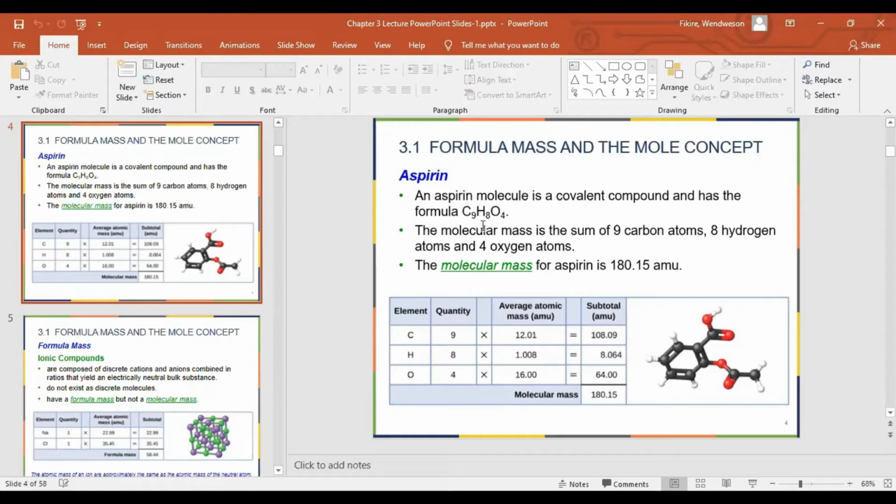Now, when we are talking about the weight, we're talking about a molecular mass or a molecular weight. So how do we calculate the molecular weight in this case? The molecular mass for aspirin is 180.15 amu. The way we get it is, again, we go to the periodic table. We count the number of carbon atoms we have. The quantity of carbon atoms is 9, C9. The quantity of hydrogen is 8, that's H8, the subscript. The quantity of oxygen is 4, that's O4.